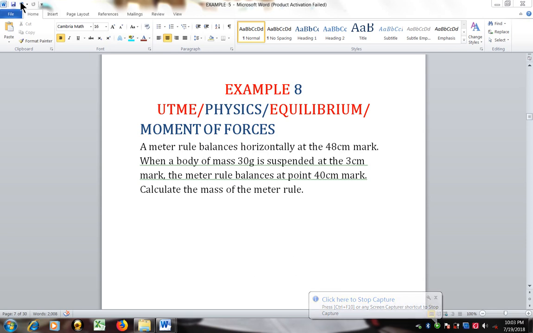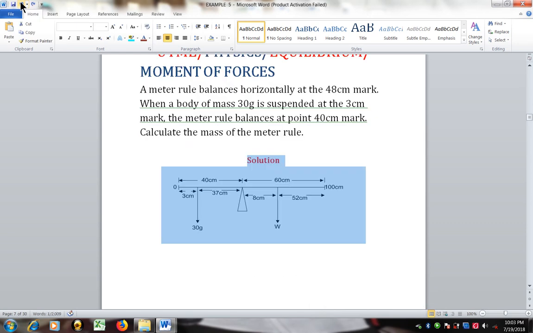Okay, let's have a sketch. Right, this is the sketch. Now the meter rule is 100 centimeter long, and it balances. The information we had is that the meter rule balances at the 48 centimeter mark. There was no information that tells us that the meter rule is uniform, so that means it does not really balance at the 50 cm but at the 48 centimeter mark.